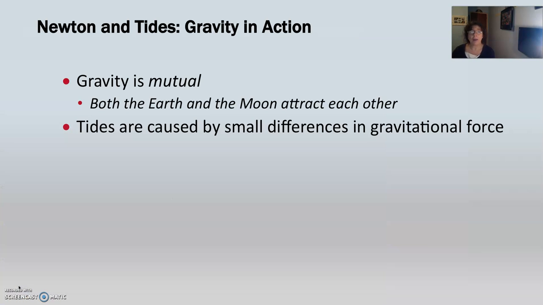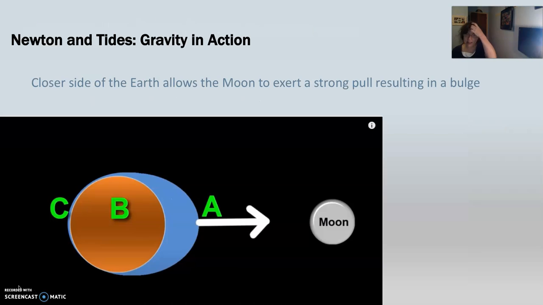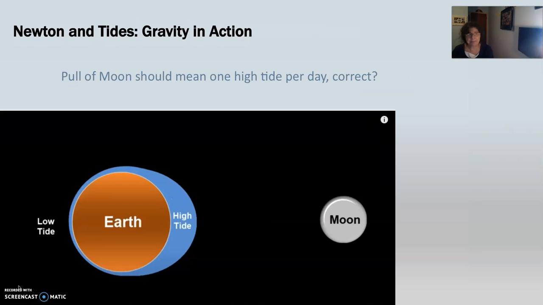Again, Newton's third law: gravity is mutual, and both the Earth and the moon attract each other. And the tides are caused by small differences in gravitational force. Let's look into that a little bit more. It might be easy to understand that when the moon is on one side of the Earth, it can pull the water on that side, resulting in a bulge of that water. That seems to make sense.